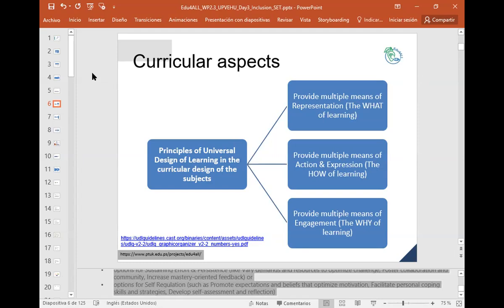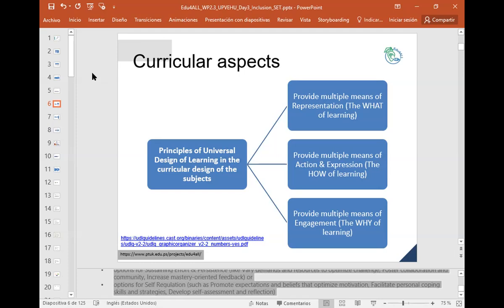Provide multiple means of action and expression, the how of learning, including options for physical action, for example, vary the methods for response and navigation, optimize access to tools and assistive technologies.